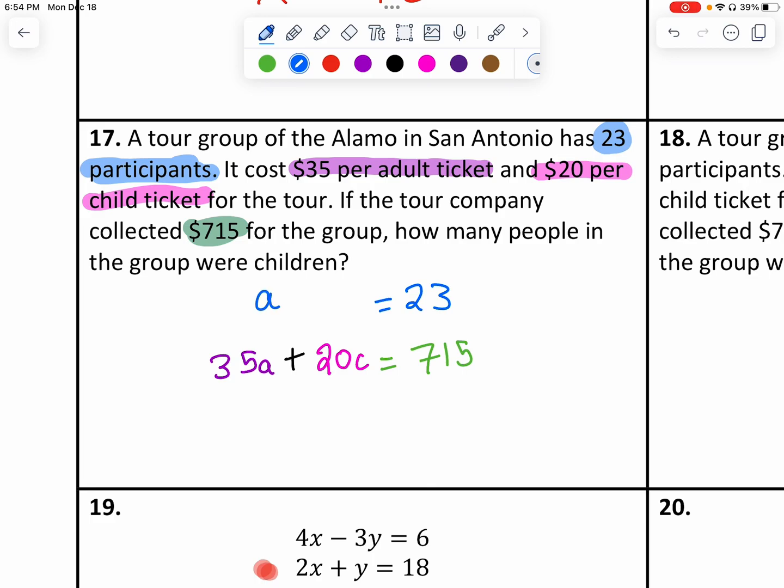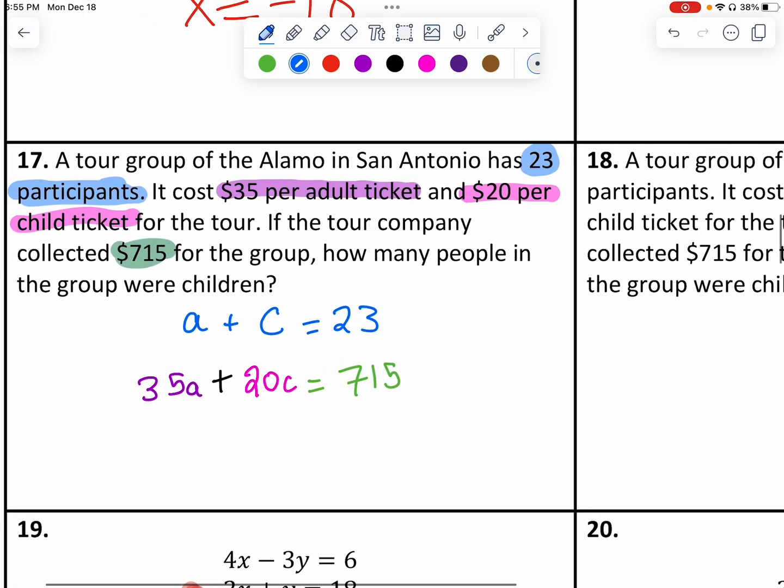So I'm just going to say A plus C is equal to 23, because if there are A adults, say 5 adults and then 20 children, I don't know, we have to add those two numbers up to get the total number of people in the tour group. So that's how we would set up that system. And from there, we would do it like we did 15 and 16 right above here, graph that in Desmos, and you're good to go.